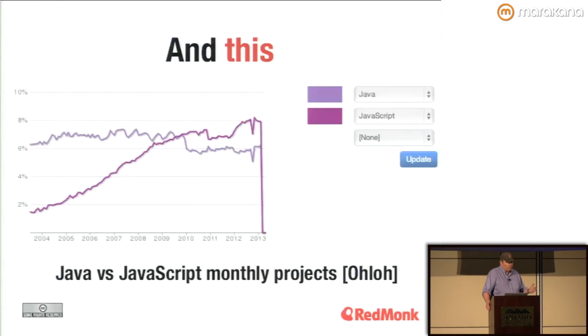And we see exactly the same data when we look at the monthly projects. So the total volume of projects that Ohloh is tracking, again, we see decreased traction from the Java side and increased traction from platforms like JavaScript.